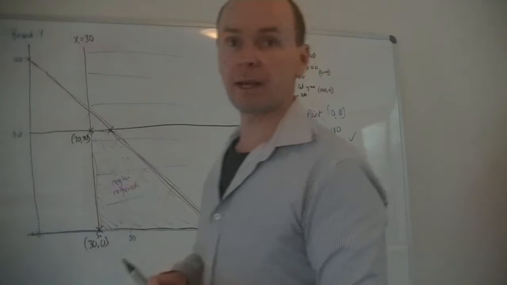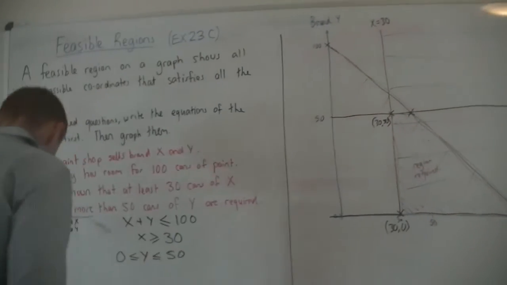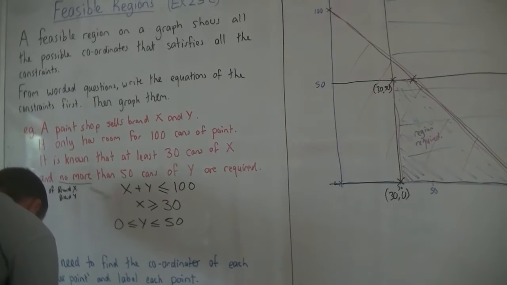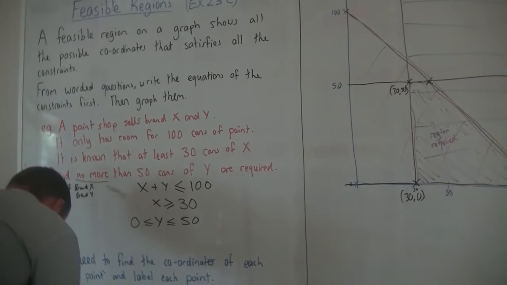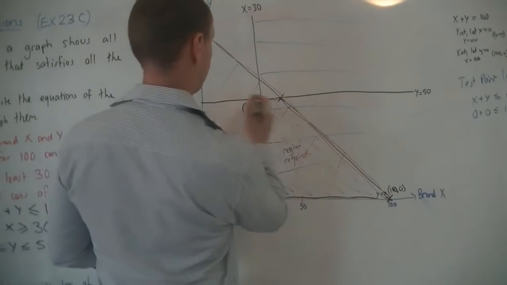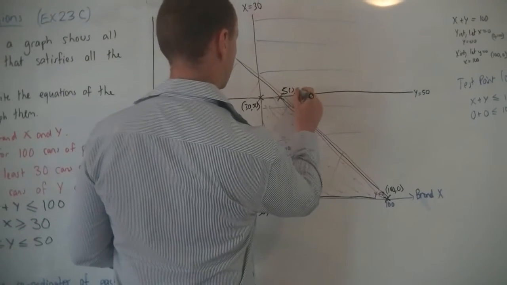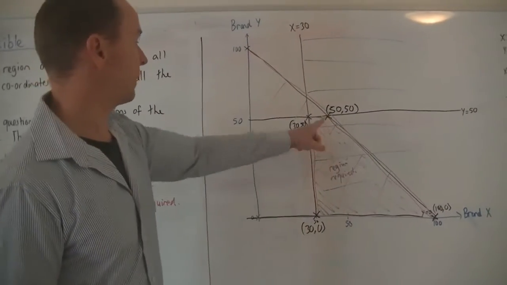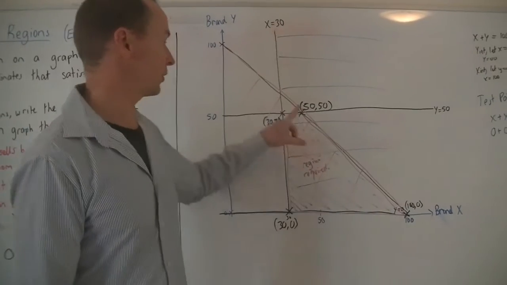So remember how we've done simultaneous equations? I'm just going to look in my calculator to work it out. I think it's 50, 50. Okay, and that point there is 50, 50. So according to the textbook, this is a question straight from the textbook. Now that we've labelled all the points, you've pretty much finished the question.